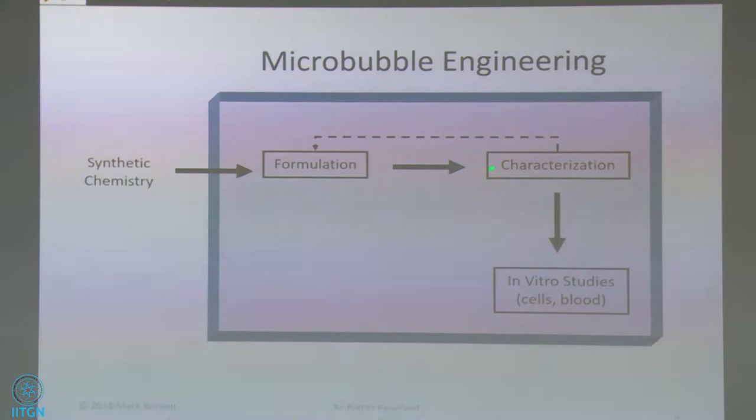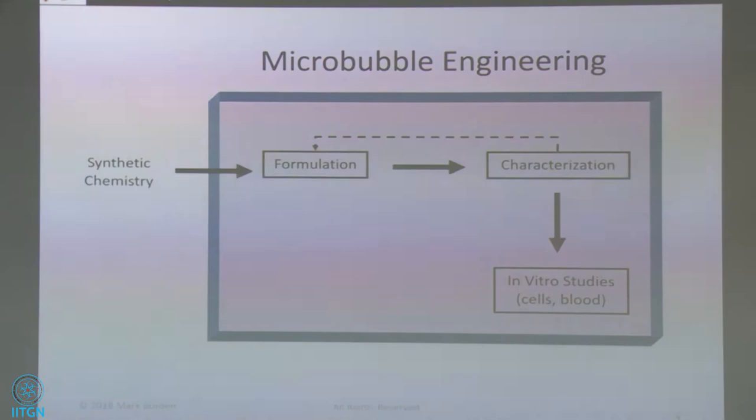But if this is successful, if you've got the correct property characteristics of the microbubble, then you want to start testing its performance. And usually we start what we call in vitro, which means in glass. Basically that means test tube type studies, right? Although they tend to be fewer in the test tubes and more experiments under the microscope. And they typically involve cells and blood, okay?